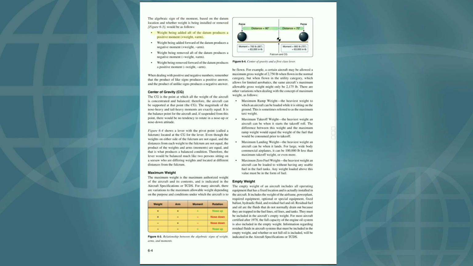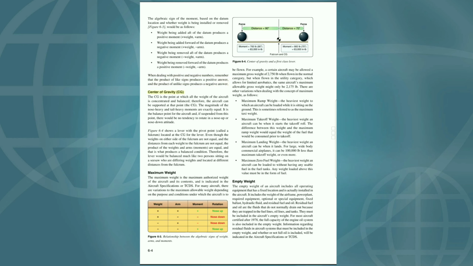Weight being added after the datum produces a positive moment, plus weight, plus arm. Weight being added forward of the datum produces a negative moment, plus weight, minus arm. Weight being removed after the datum produces a negative moment, minus weight, plus arm. Weight being removed forward of the datum produces a positive moment, minus weight, minus arm. When dealing with positive and negative numbers, remember that the product of like signs produces a positive answer, and the product of unlike signs produces a negative answer.